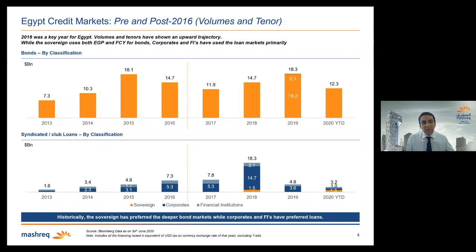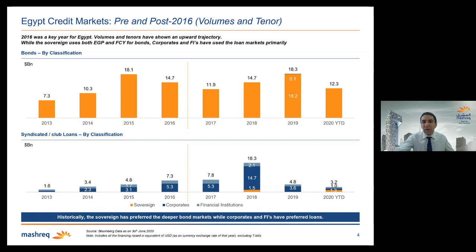The key point to note here, and one can't help but notice the absence of blue in the top graph, is that the sovereign is the only issuer in the bond market. There are virtually no corporates. We will talk more about this throughout this webinar. My colleague Aditya will talk more about it.